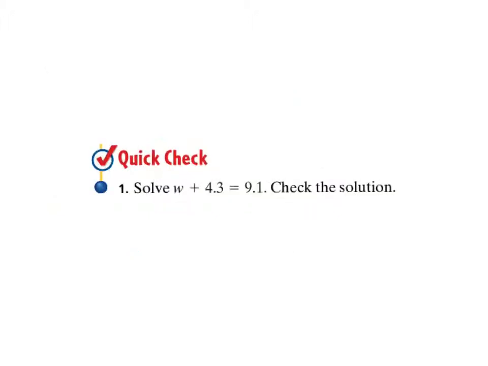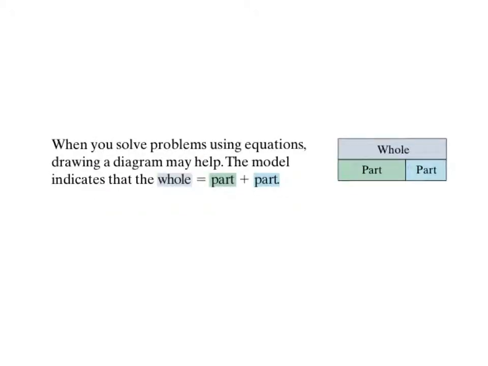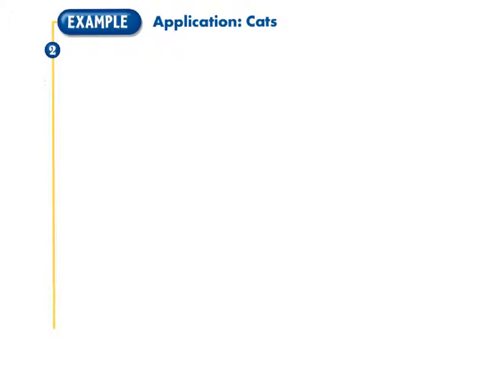Pause the video and do this one in your notebook. Be sure to label it as exercises or quick checks and number the problem. And remember, when you're adding or subtracting decimals, you need to line up the decimal points before you do the math. Now, when you solve problems using equations, drawing a diagram might help. The model indicates that the whole equals part plus another part. So the whole is the top bar, and then the two parts that make the whole are split up on the bottom. So let's look at another example.